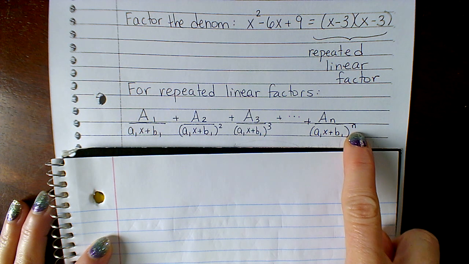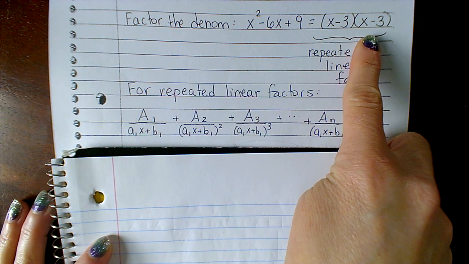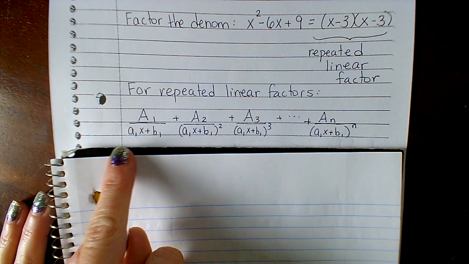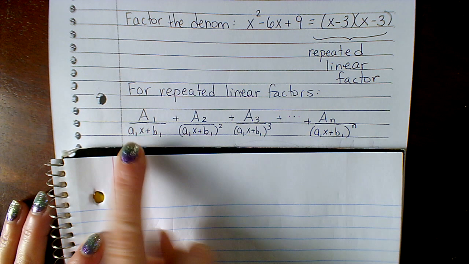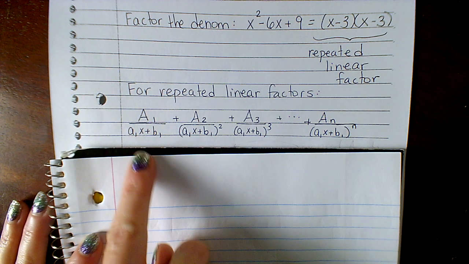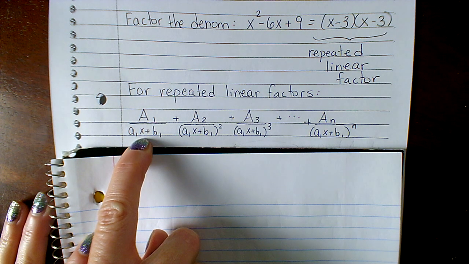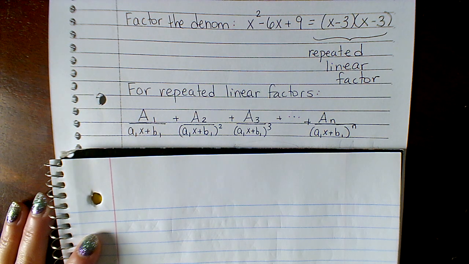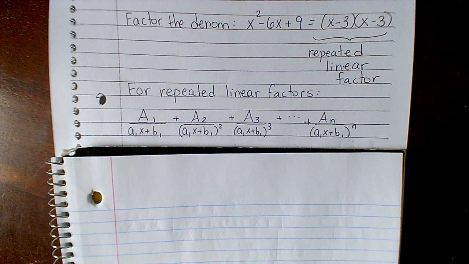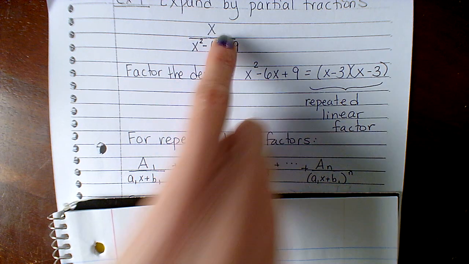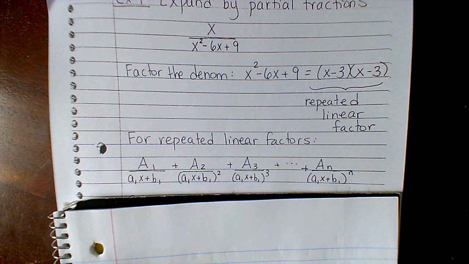Anyway, so what this is saying is that you're going to have to use every power up to whatever the highest one is in your repeated linear factors. In this case, it's only squared. So I'm just going to have to use x minus 3 to the first power and x minus 3 squared. If this had been to the fifth power, I would have to have 5 of these. This one, this thing squared, this thing cubed, all the way up to the fifth power. So that's going to help us get anything up here that's going to be x to the fifth power or whatever else you're going to need.